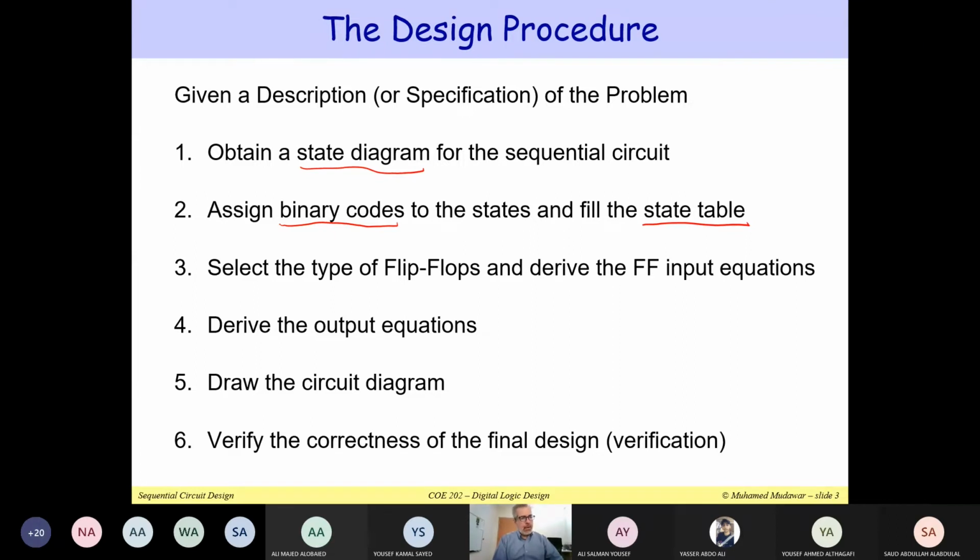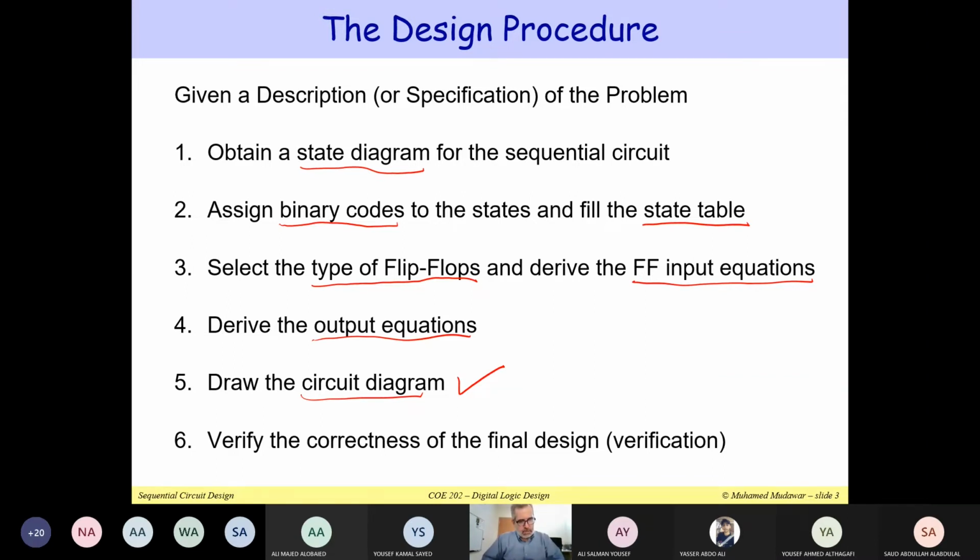That's it. Now, the third step is that you have to select the type of flip-flops. Do I need D-type flip-flops, T-type, JK? What's the type of flip-flop do I need for this specific circuit? Now, once you have chosen the type of flip-flop, you can derive the equations. You can derive the flip-flop input equations, and then you can derive the output equations. And then you can draw the circuit diagram.